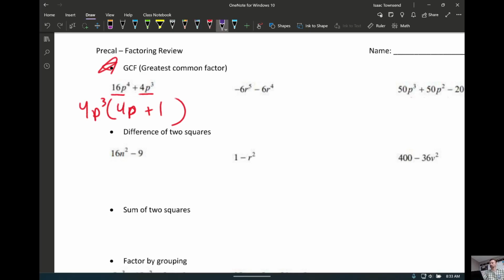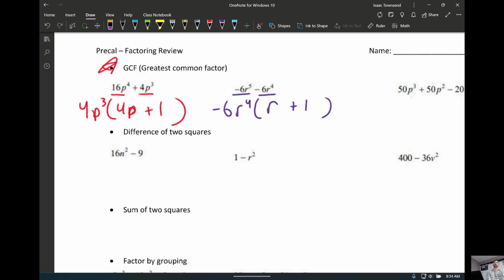Okay, so for this one, 2 terms. The biggest number that goes into both of those would be a negative 6. And the biggest variable that divides evenly into both of those would be r to the fourth. And again, I always think of this as undistributing, because my answer distributed should go back to the original question. So this times this is supposed to give me my first term, so it needs an r. And this times this needs to give me this. And negative 6r to the 4th times 1 is what gives you negative 6r to the 4th.